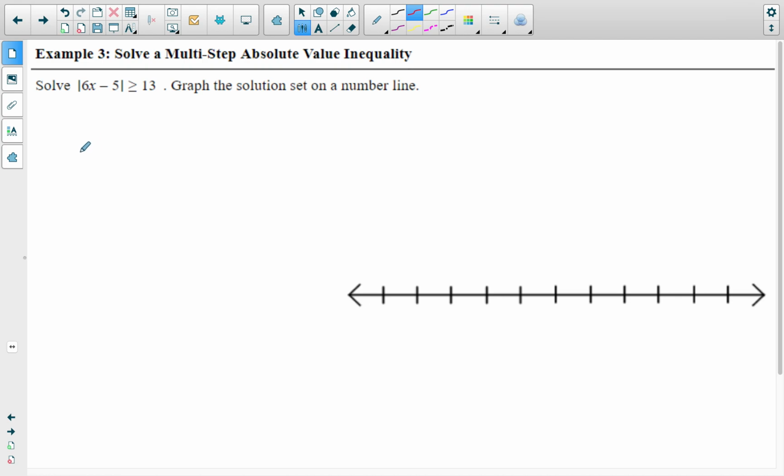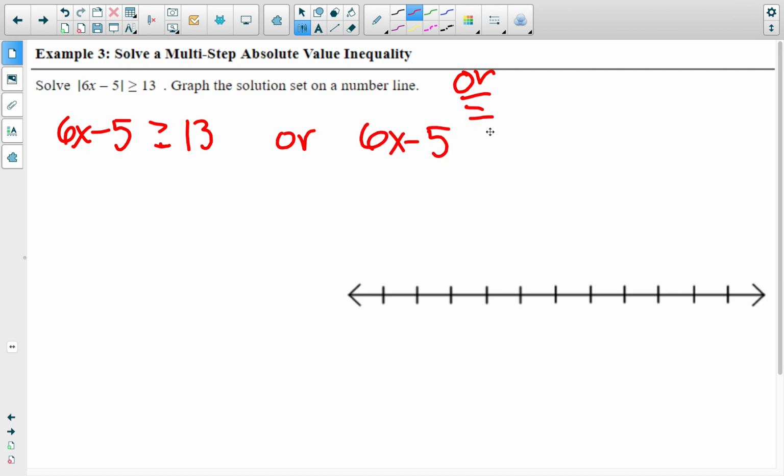For a multi-step absolute value inequality, we have to solve first, then graph. So when setting it up, we only set up the cases once the absolute value symbol is all that's left on one side of the inequality. So 6x minus 5 is greater than or equal to 13. This is a greater than, so we're going to use or. 6x minus 5, I'm going to flip the inequality symbol for the negative case. 6x minus 5 is less than or equal to negative 13. And then now let's solve from here.